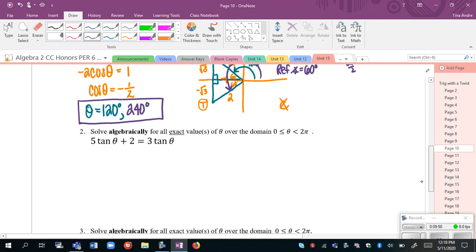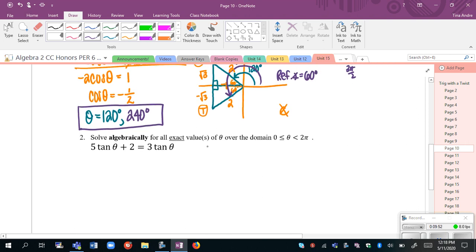So for number 2, now we're going to solve algebraically over the domain of 0 to 2 pi radians. So now we're in radians.